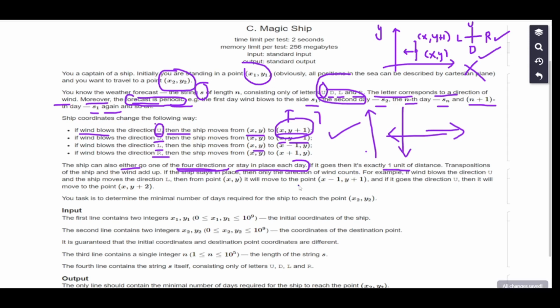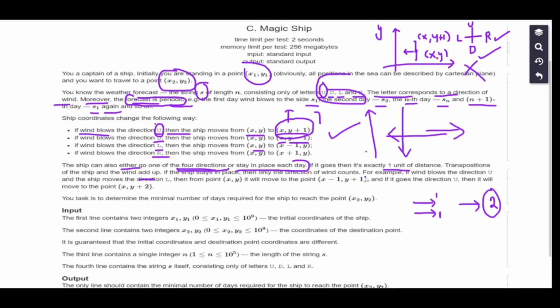The displacements of the ship and the wind add up. Let's say the ship wants to move towards the right, while the wind is also blowing towards the right. So 1 unit due to wind and 1 unit due to the ship itself will give 2 units of displacement of the ship towards the right. In this fashion the ship moves according to the wind and according to its own power.